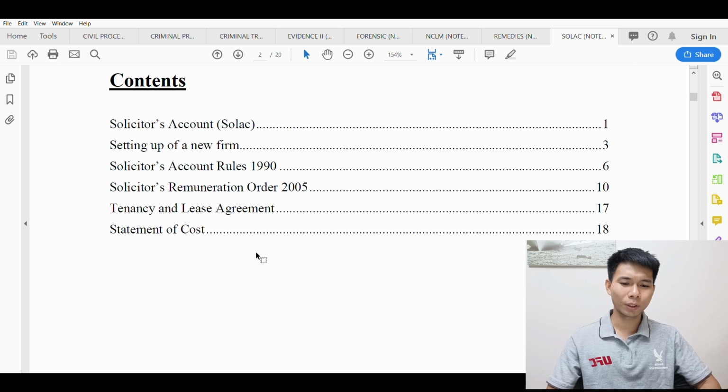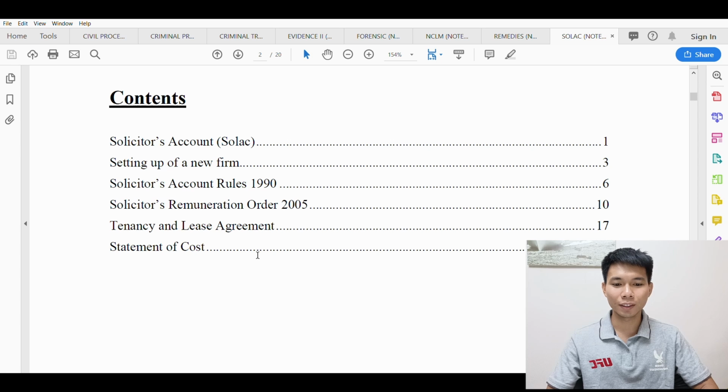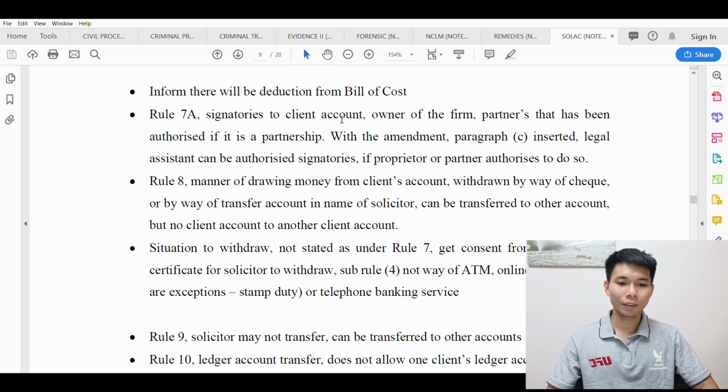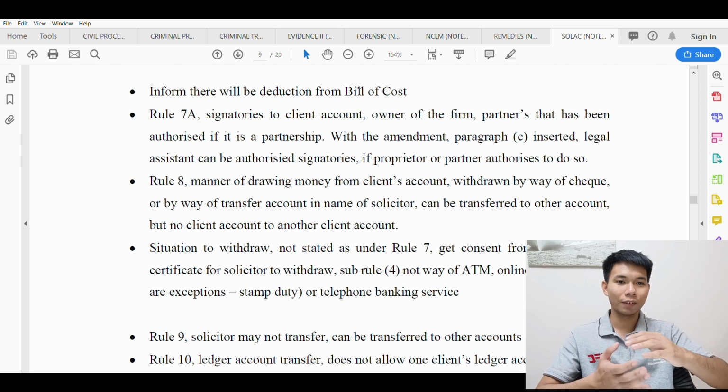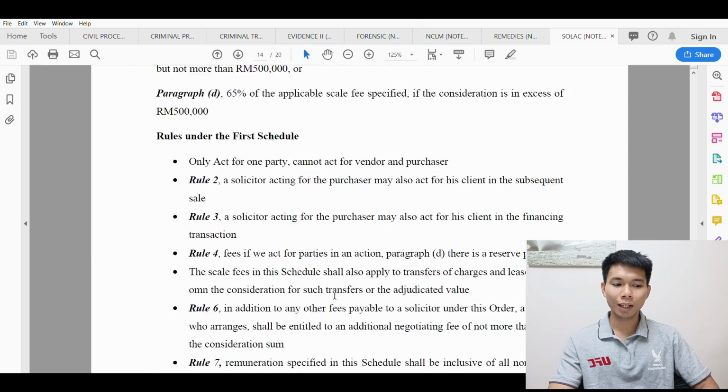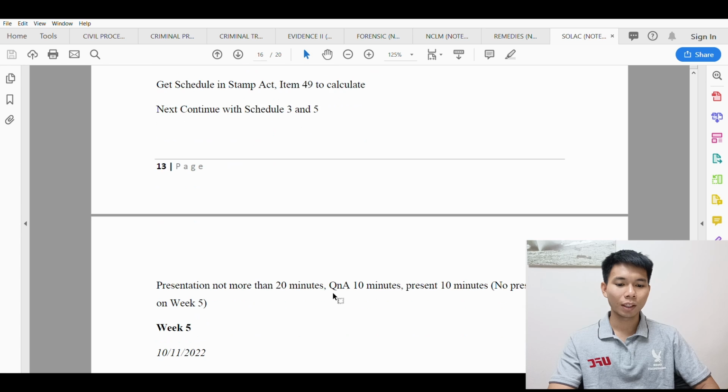At least as a lawyer, you need to know some basic stuff about this, even though you're giving all of the work to your accountant in the office. There will be a client account, if I'm not mistaken. It's a bill of cost, not a statement of cost. A bill of cost is the receipt, or kind of like the quotation of how much money your clients have to pay you. The bill of cost also includes monies that your client will pay you to do things such as stamping agreements, stamping Form 14A, bringing it to LHDN, something like that. This subject involves a lot of calculation, I would say, so you will need to bring your own calculator for this subject.